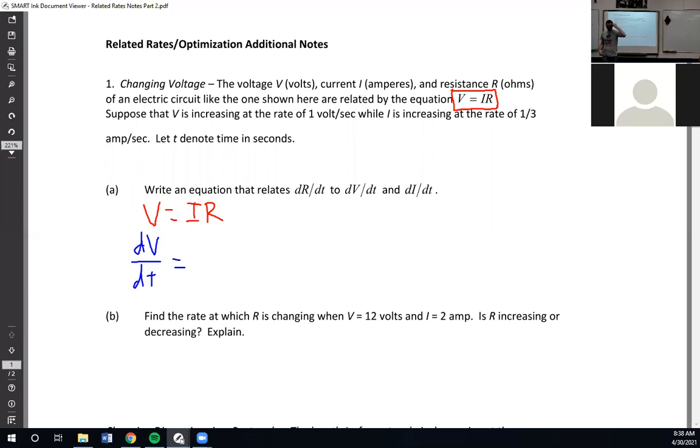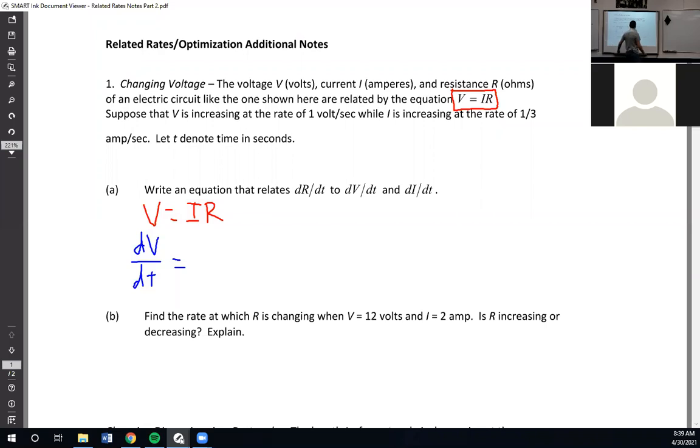I will give you just a minute to try and work ahead of me on this. I'll give you about 30 seconds. Keep in mind that this is not just dI/dt times dR/dt. It's a little bit more complicated than that. But I'll pause for just a moment and see if you can come up with the same answer I do.